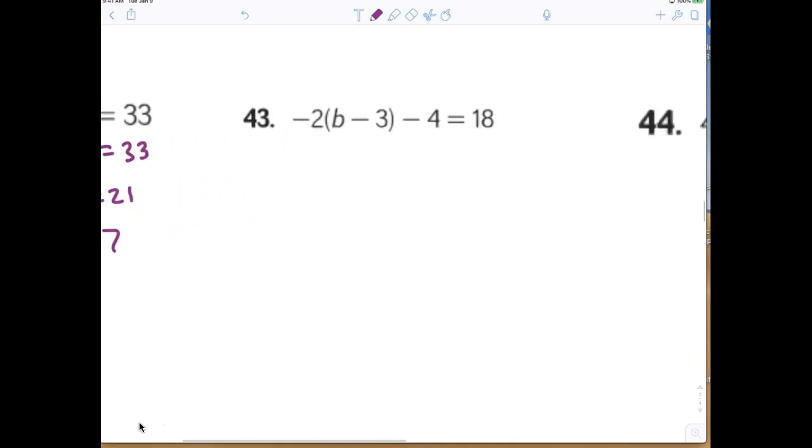All right, on number 43, distributing a negative 2. Now, this is the one that's a little bit tricky, so stay with me. And I got to get to number 44, too. Negative 2b plus 6 minus 4 equals 18. Now, remember what I said. The biggest mistake kids make here is they don't distribute the negative properly. So double check and make sure you got a positive there. You didn't accidentally put down a negative. Okay?